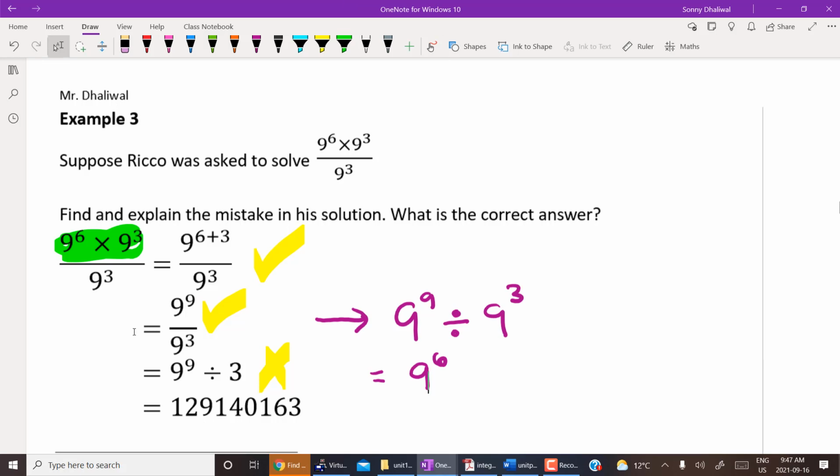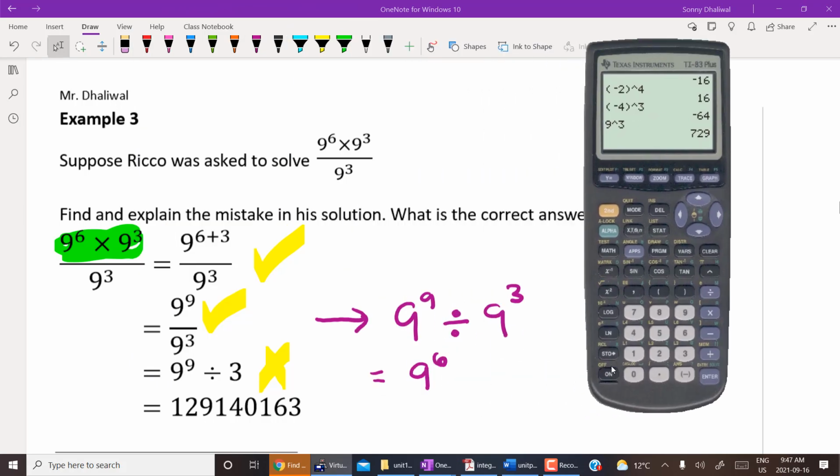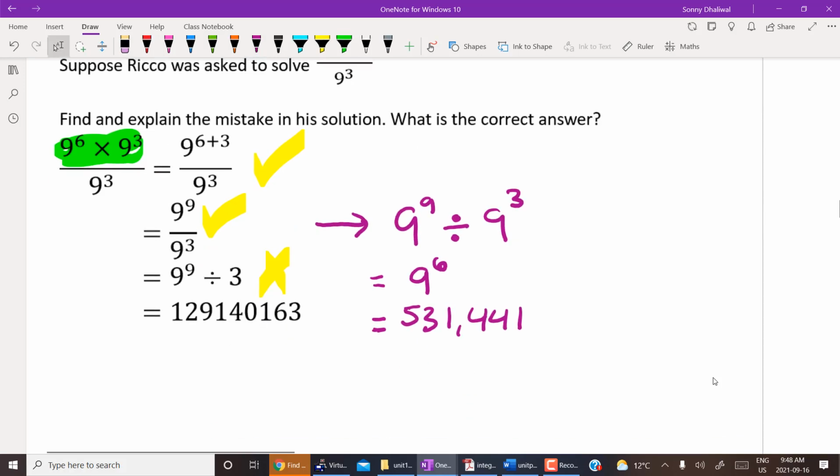So you grab your calculator, you go 9 to the exponent 3. 9 to the exponent 6 is 531,441. That's what the correct answer should be. Straightforward?